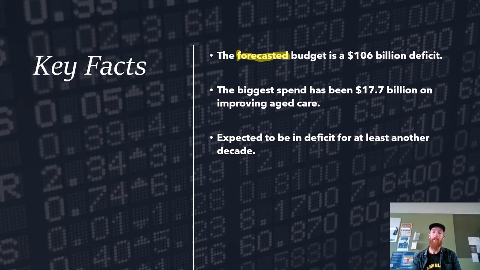The biggest spend has been $17.7 billion on improving aged care. That's obviously going to do a lot in those areas. You could look at that in a bit more detail, but it's going to create jobs and many different things in the area to make it safer and more efficient. But that's been the biggest area, obviously stemming from last year, where there were a lot of issues in aged care not being managed very well, which led to a lot of COVID-related issues. And also it was announced that we're expected to be in a deficit, meaning the government's spending more or outlaying more than they're receiving for at least another decade. So there's going to be another decade of deficits.